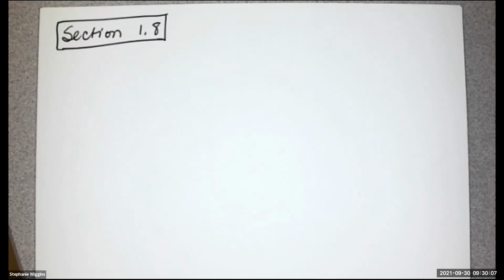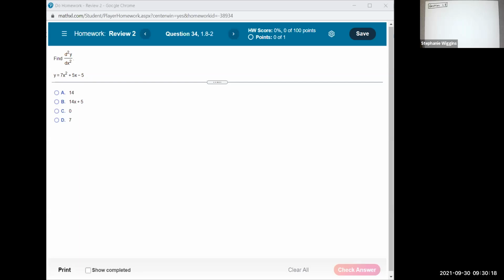So in section 1.8, we are covering higher order derivatives. So let me just jump to the review. A higher order derivative is when you take the derivative repeatedly. Here's an example. We're given a function y equals 7x squared plus 5x minus 5, and we are going to find d squared y dx squared.